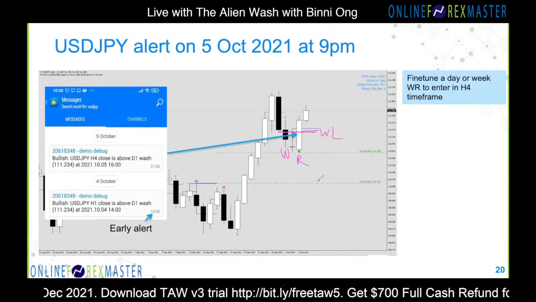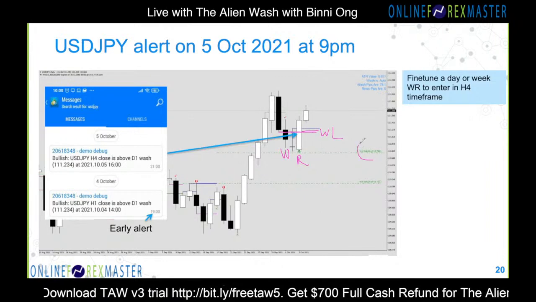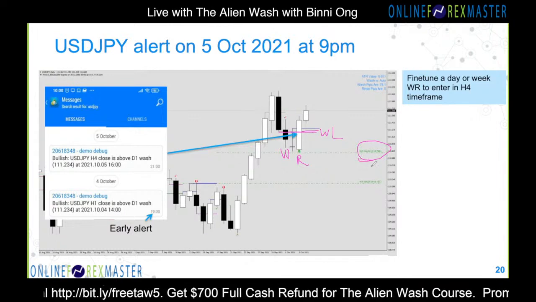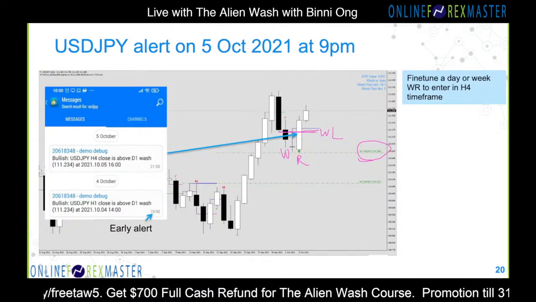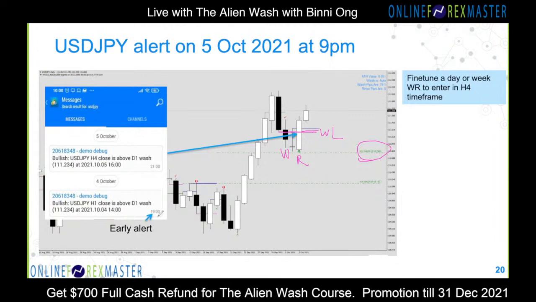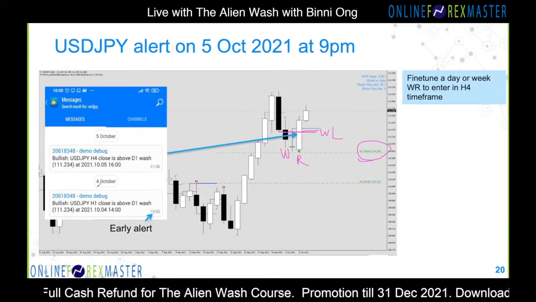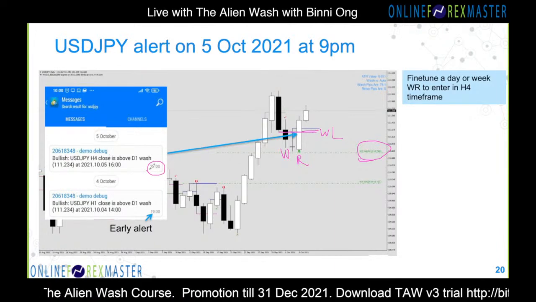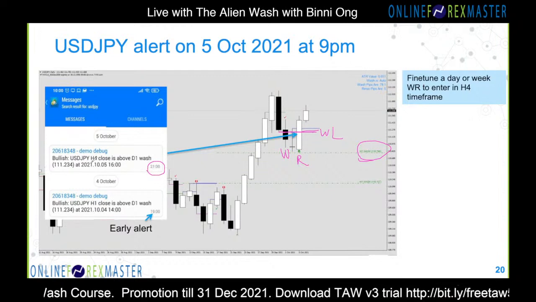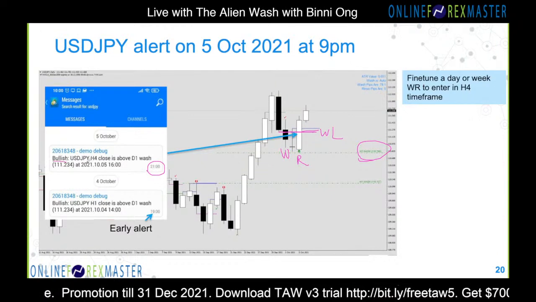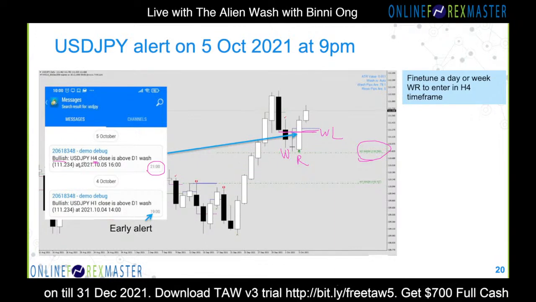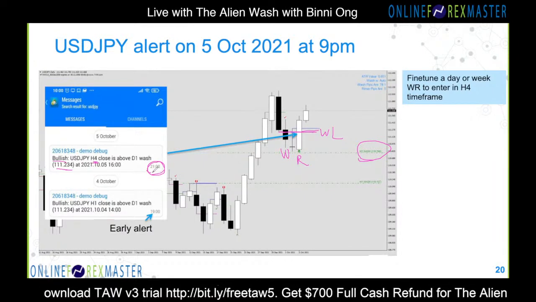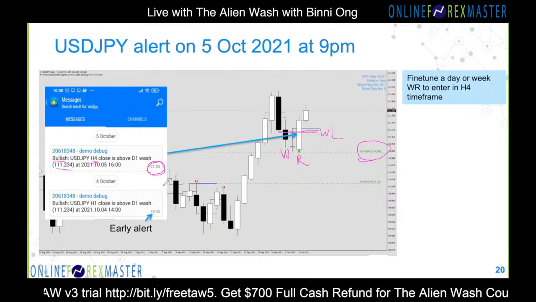Now this wash and rinse is good because the weekly time frame has become green again, not magenta anymore. Green means bullish. On the 4th October and the 5th October, at 9 o'clock, because it's before daylight saving, I received a signal to say that dollar yen was bullish on a 4 hour close with the wash line here, and at 9 p.m. to go long. So this is how we trade.